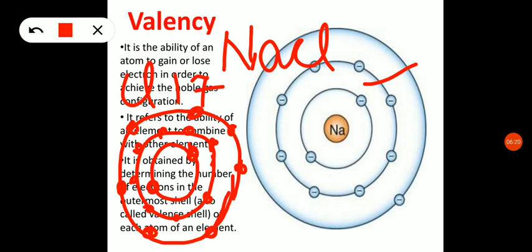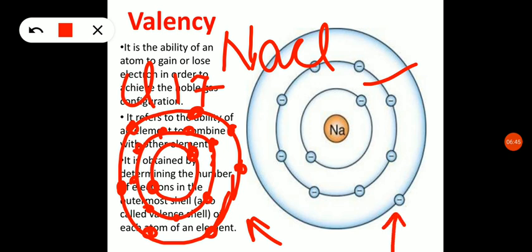Okay, so to become octet, octet means to become 8. So this chlorine requires one more electron, because in the outermost shell there are 7 electrons. So to become octet it requires 1 electron. And for this sodium, in the outermost shell only 1 electron is there.